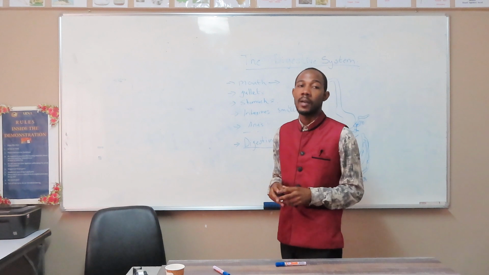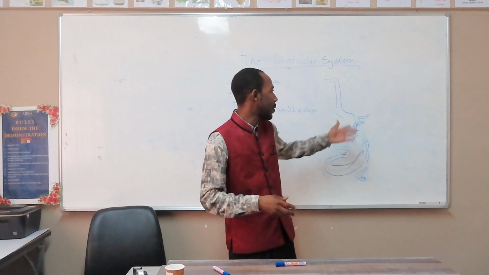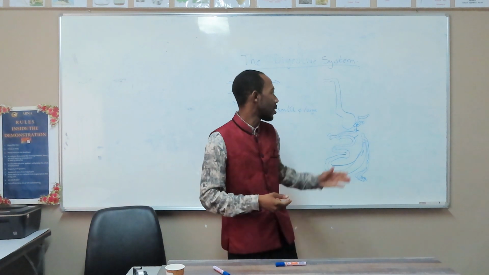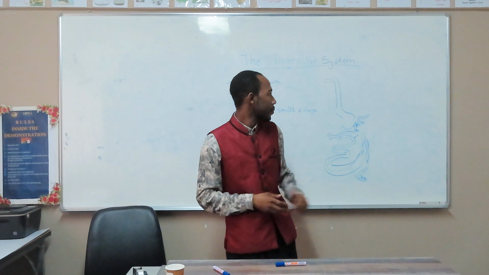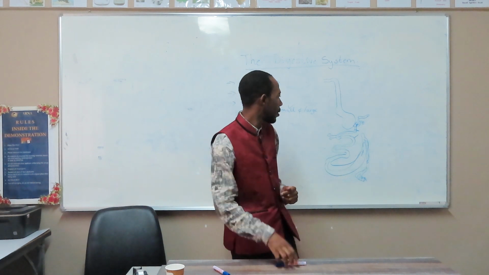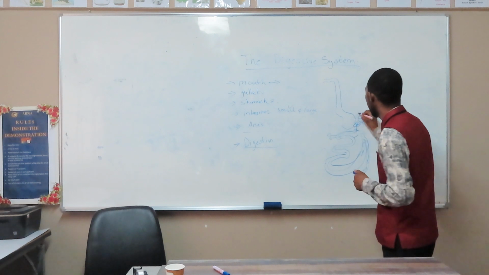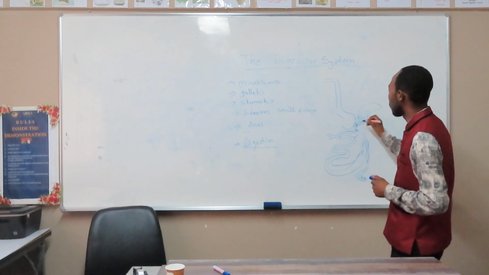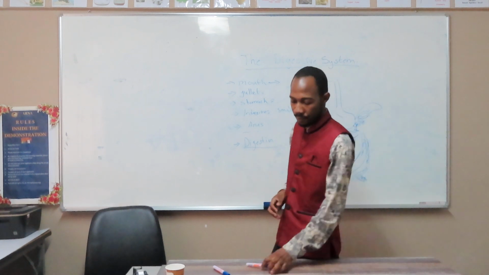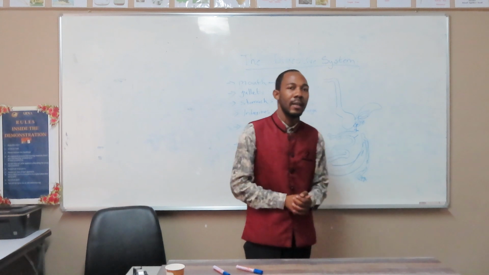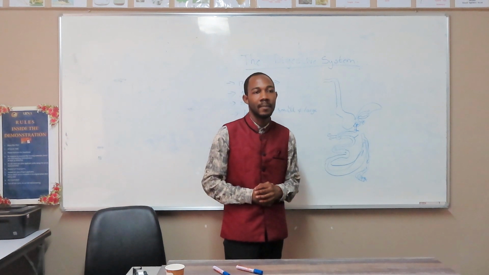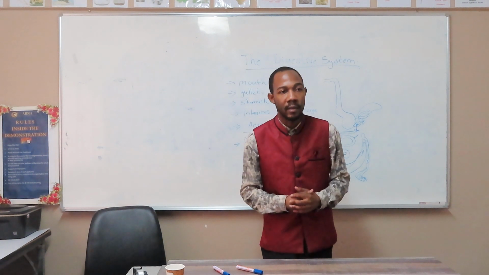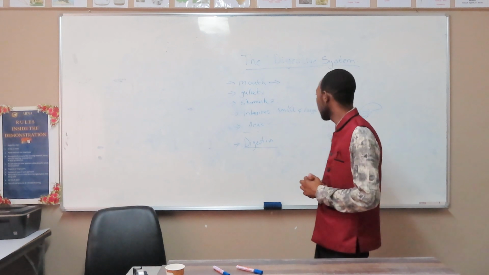But there are all other organs involved. Like I mentioned, we have the pancreas, which is going to produce the pancreatic juice, and we have the liver. The liver here is going to produce bile, which is going to be stored inside the gallbladder and only secreted when needed. So basically this is all about the little summary on the digestive system.